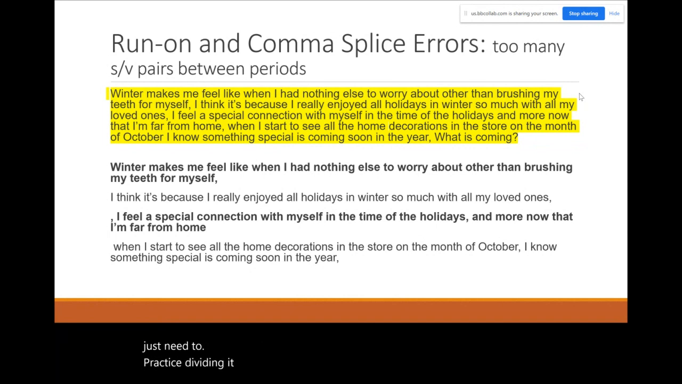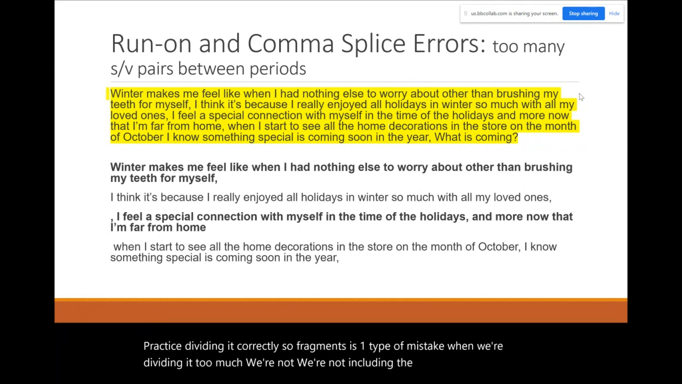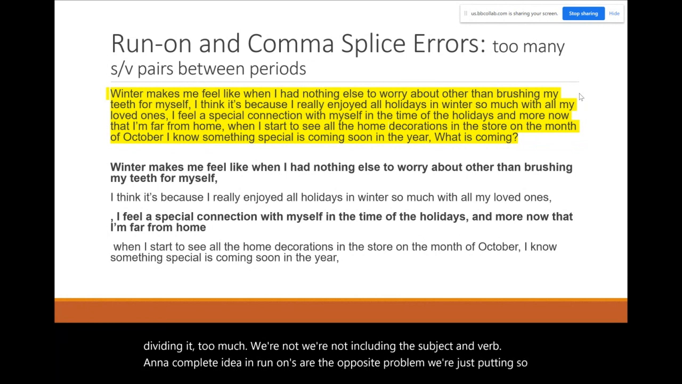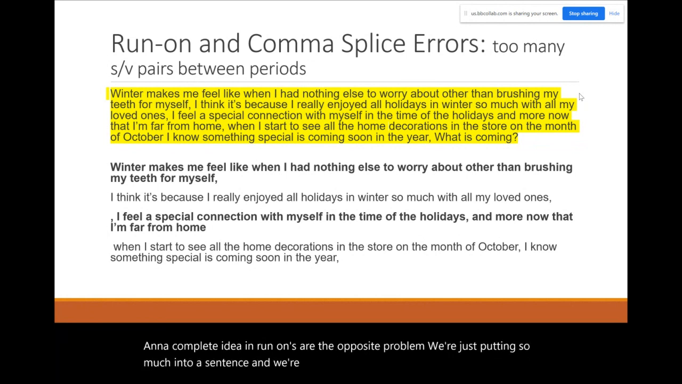So fragment type of mistake is when we're dividing it too much. We're not including the subject and a verb and a complete idea. And run-ons are the opposite problem. We're just putting so much into a sentence, and we're not putting those points, those periods, to separate those.